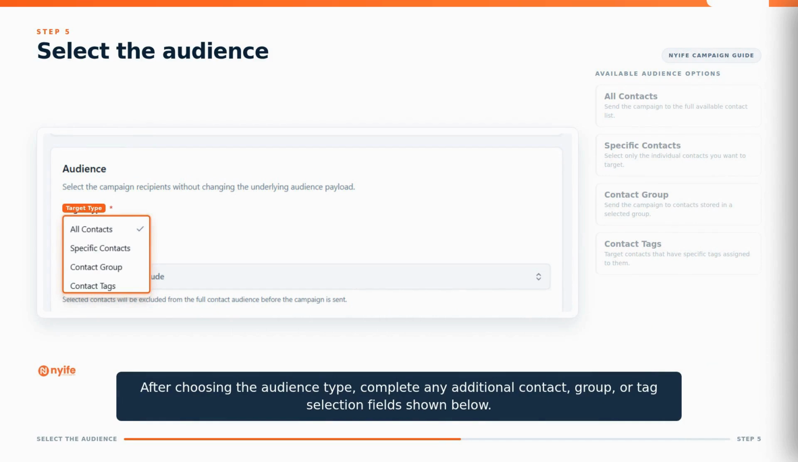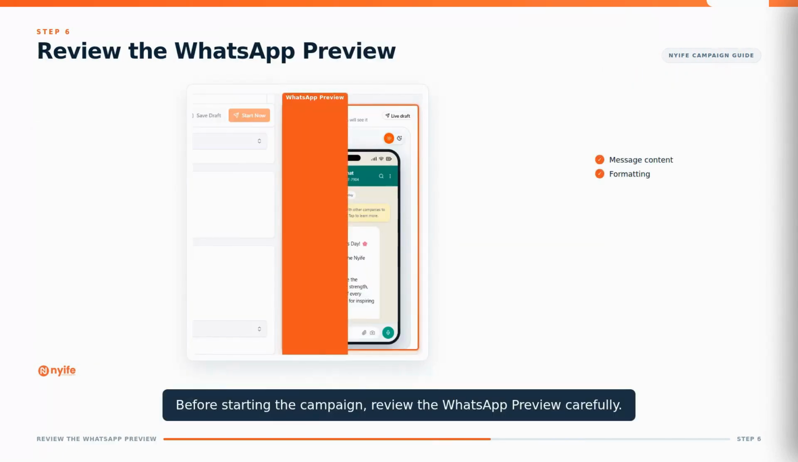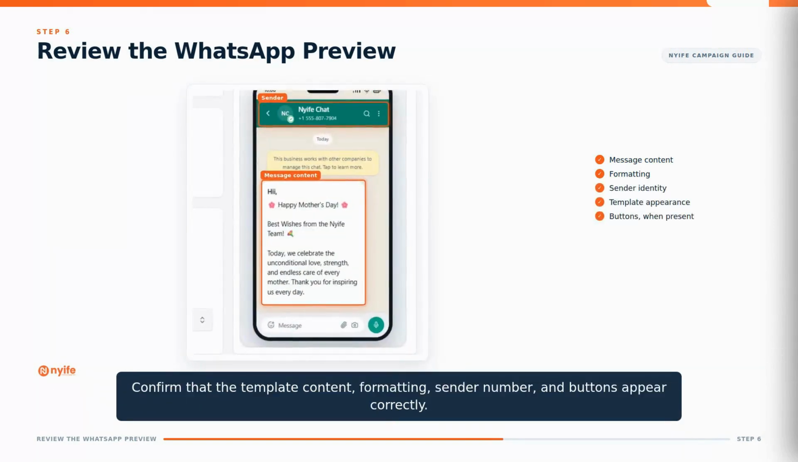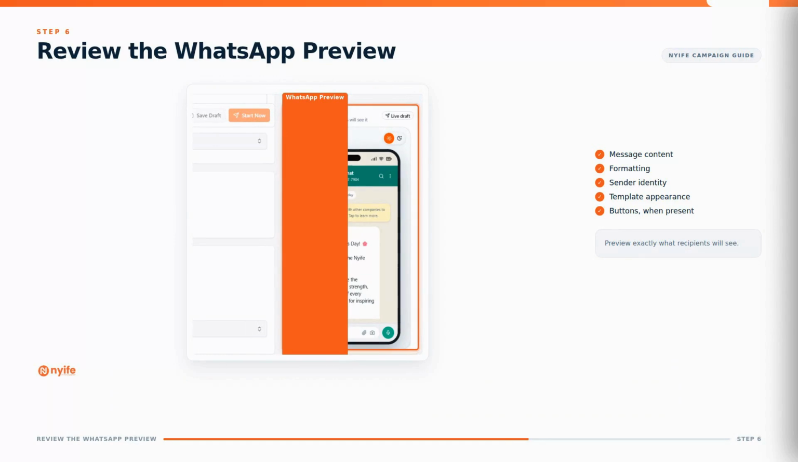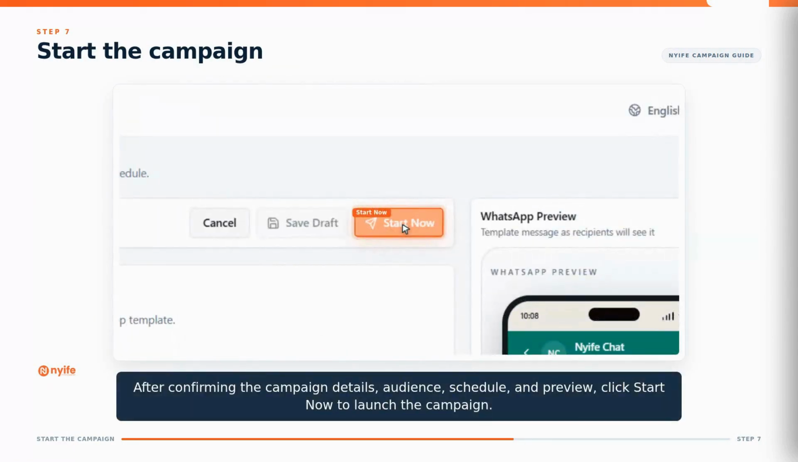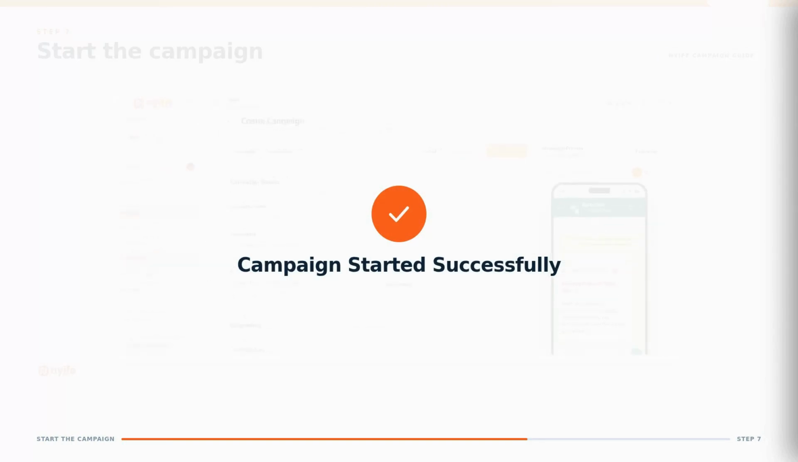Before starting the campaign, review the WhatsApp preview carefully. Confirm that the template content, formatting, sender number, and buttons appear correctly. After confirming the campaign details, audience, schedule, and preview, click Start Now to launch the campaign. Nyife will now begin processing and sending the campaign to the selected recipients.